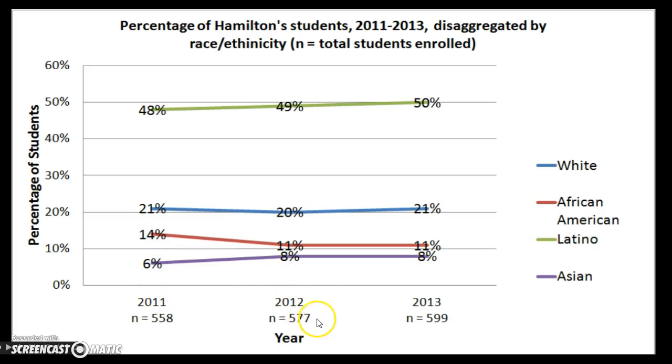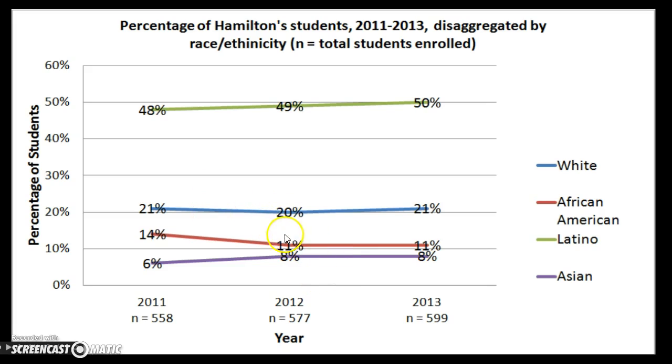In 2012, our enrollment increased a little bit to 577, and we see that the percentages of the subgroups were very similar to the previous year. There is very minor change here. In 2013, same thing. Our enrollment increased a little bit, and again, the percentages almost stayed the same. 50% Latino, 21% white, 11% African American, and 8% Asian. The most obvious thing that we can observe here is that the vast majority of our students are Latino, and then we have smaller groups of white, African American, and Asian.